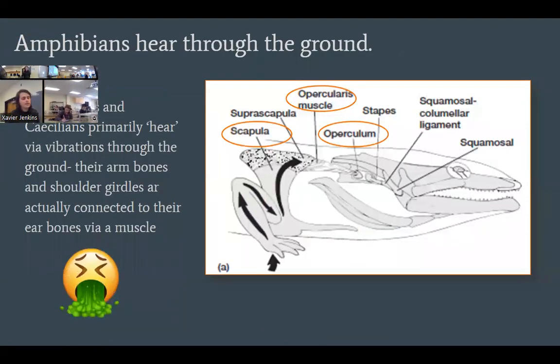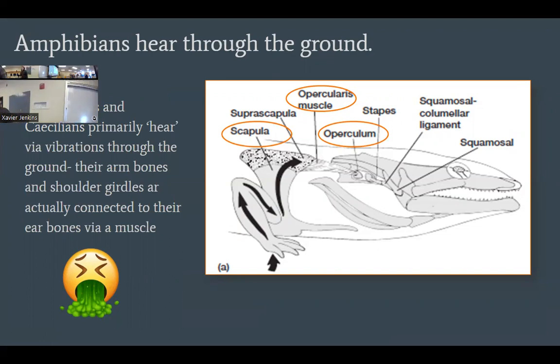To make matters worse, the amphibians that don't have a tympanum or an eardrum, so caecilians and salamanders, primarily hear through the ground. So they have a stapes like us and reptiles, or an ear bone, but it's actually connected from their ear along a muscle to their shoulder girdle. So they primarily hear very low frequency sound through the ground. So if I'm screaming at you, you can actually sense that through the ground if you have this sort of setup. And this is the primitive condition.